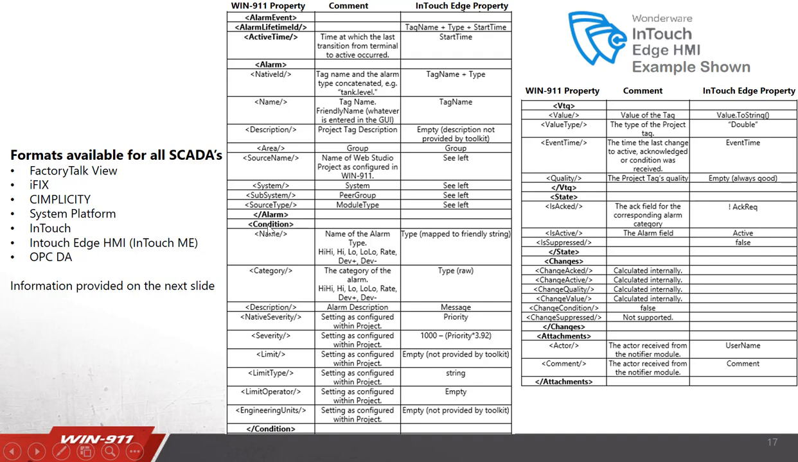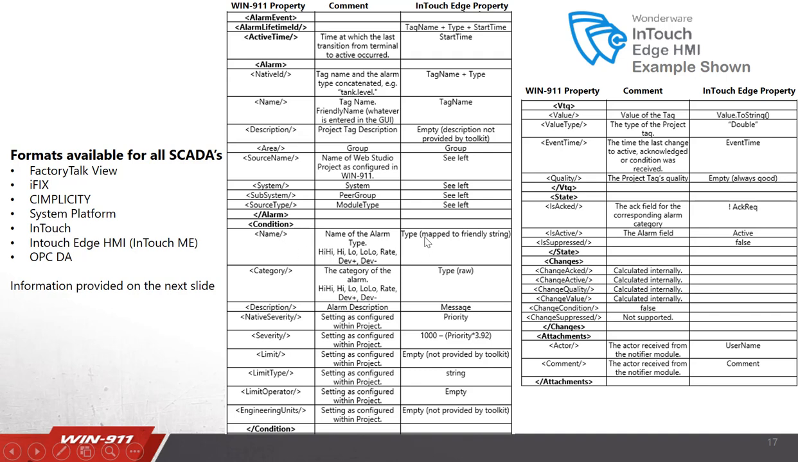The next section is for the alarm condition. So that's the particular high alarm or the particular deviation alarm. And that condition likewise has a name and description. Again, those are going to come from the SCADA wherever possible, and we usually offer the ability to override those within the Win911 configuration.